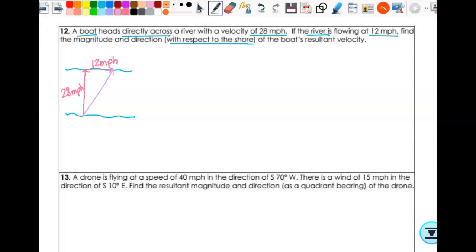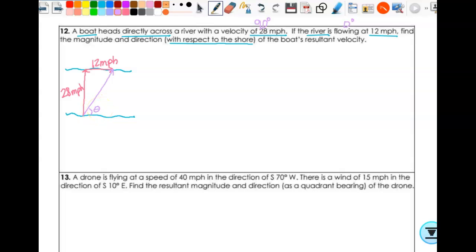So it's like, how much does this current affect my speed and the angle that I went at, right? Okay, so the boat, from my little picture here, went directly across the river. What's the angle for the boat? 90. Good. And then what's the angle for the river? 0. Okay. And then I want it with respect to the shore. So basically the shore is the x-axis. So the angle that I want right here is just going to be theta.